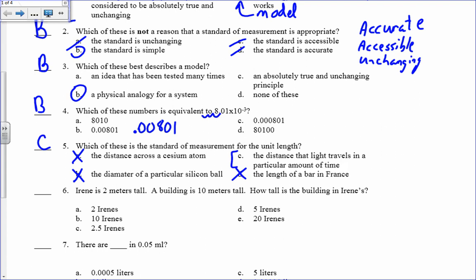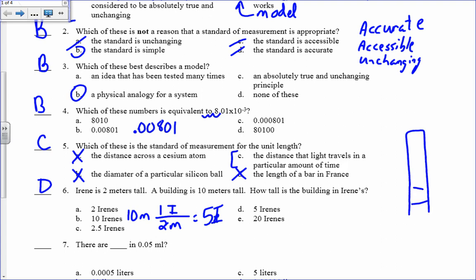Irene is 2 meters tall. A building is 10 meters tall. How tall is the building in Irene? So to do this mathematically, you'd say 10 meters times our conversion factor. 1 Irene is equal to 2 meters. So that's equal to 5 Irenes. So the answer is D. If you want to look at it too, this is our building. Here's Irene. She's 2 meters tall, so you need 5 Irenes to go up the height of the building.